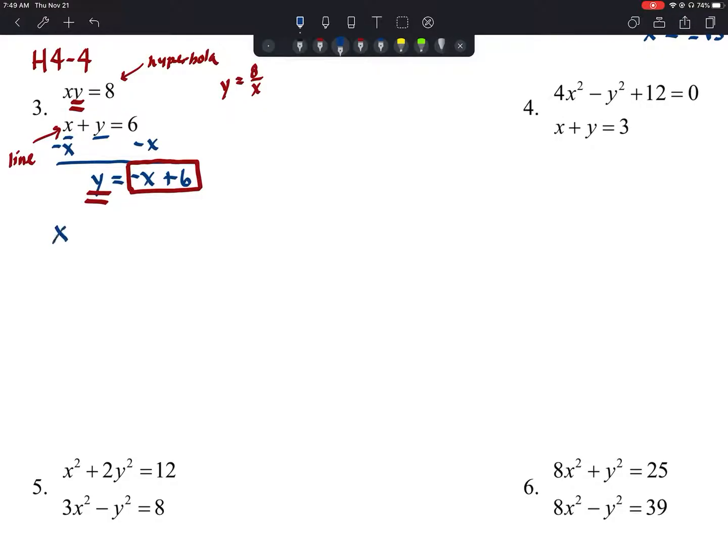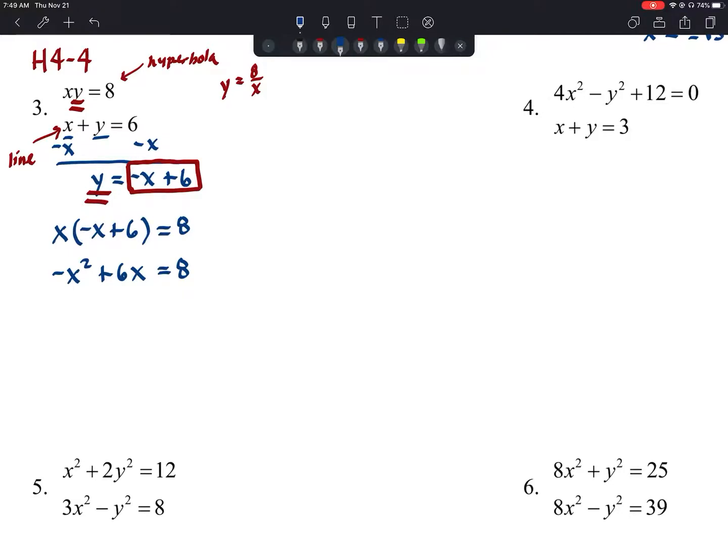Let's do that. So we've got x now. Instead of times y, I'm going to say times negative x plus 6. And that's supposed to equal 8. Well, we'll just go ahead and distribute our x through. We're going to say a negative x squared plus 6x is equal to 8 right now.